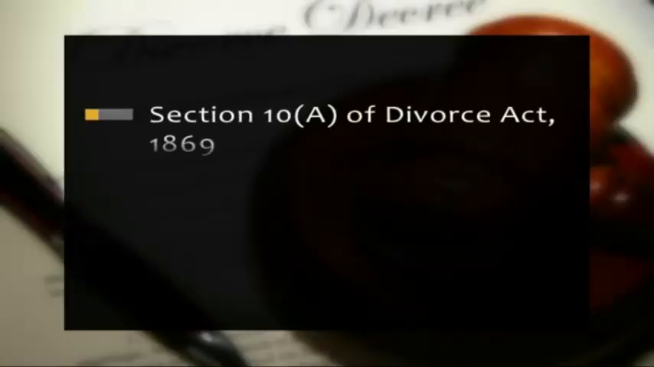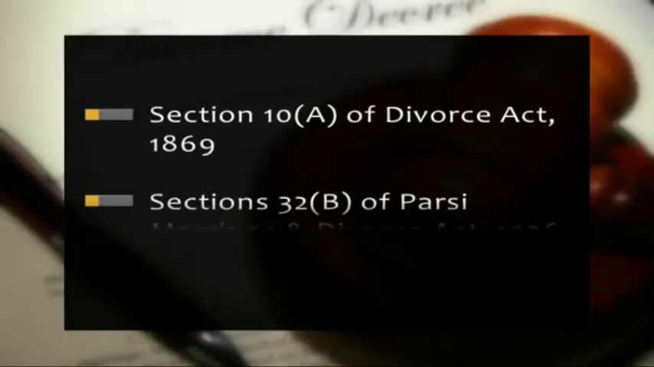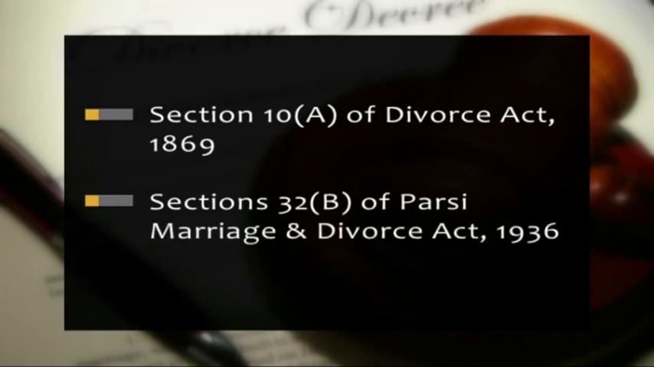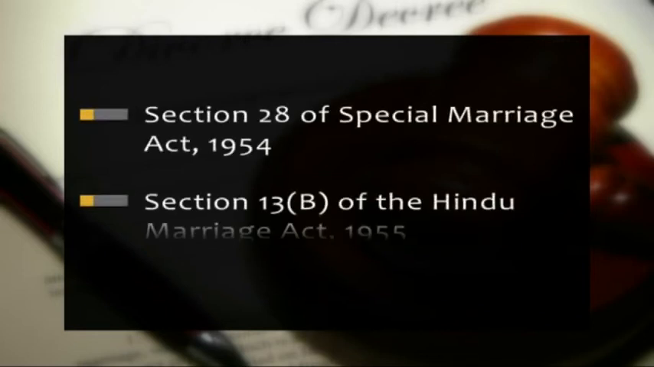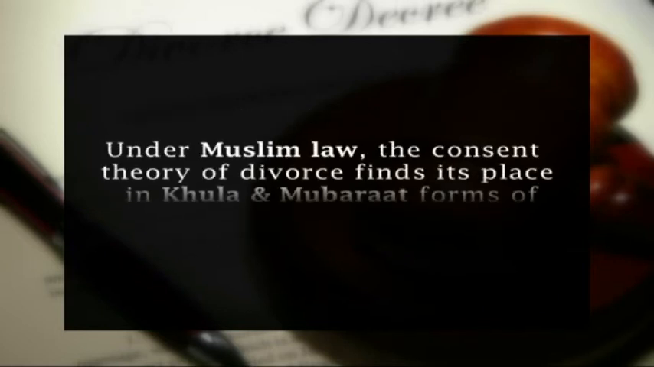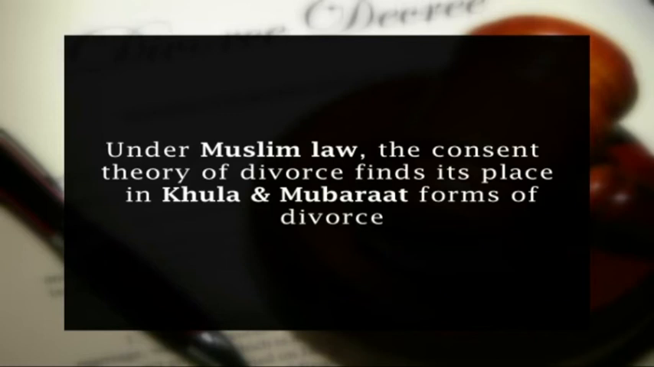The theory has been recognized and incorporated under Section 10A of Divorce Act 1869, Section 32B of Parsi Marriage and Divorce Act 1936, Section 28 of Special Marriage Act 1954 and Section 13B of the Hindu Marriage Act 1955. Under Muslim law, the consent theory of divorce finds its place in Khula and Mubarak forms of divorce.